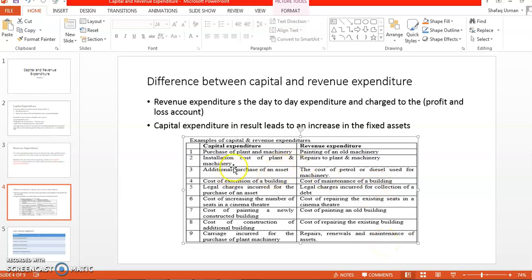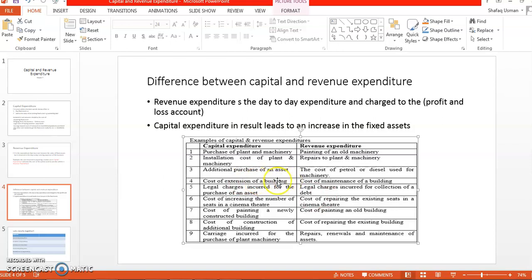Third, additional purchase of an asset. So now let's say we already had 2 cars in the business. Now we buy the third one. So we have 3 cars. Increase in an asset is going to be classified under capital expenditure. Then the cost of petrol or diesel used for machinery. So now you're running the machinery, you need to pay the petrol or diesel as a daily expense.